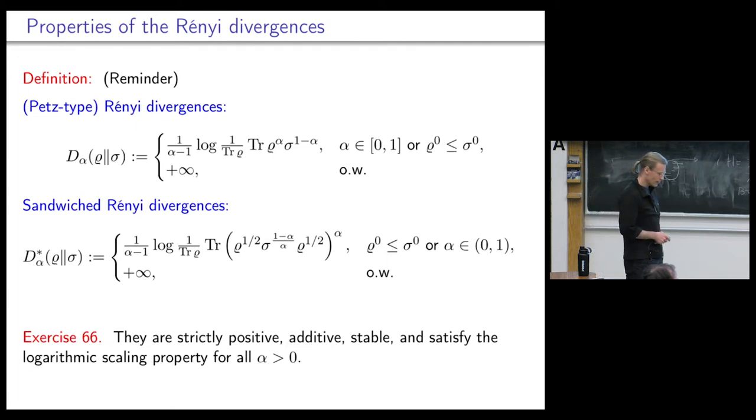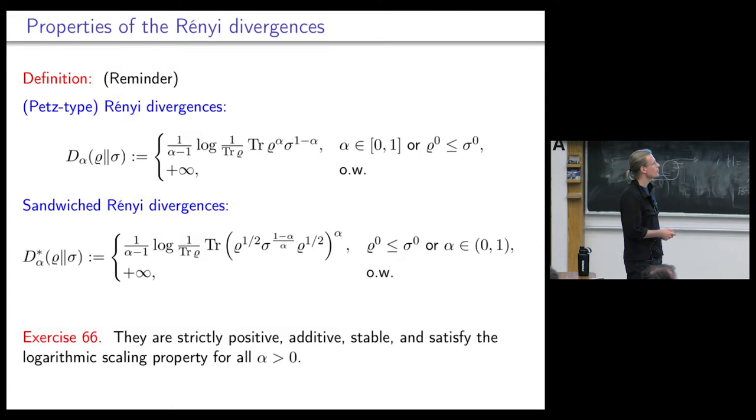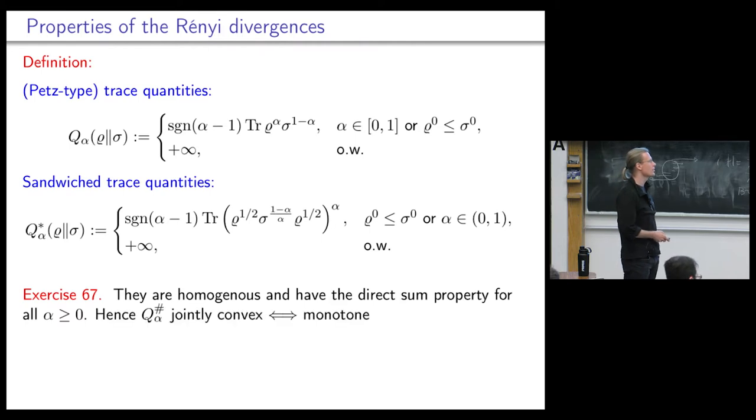Okay. And remember, we started our investigations by establishing properties for abstract divergences. So you can verify that both of them satisfy a host of these properties, basically all of them that we wanted, except for monotonicity, because that's not true for all of them, but only for certain parameter ranges. And the key properties are encoded in these trace quantities inside. I put this signum of alpha minus one here to compensate for the sign of this alpha minus one here. And it is easy to see that these quantities are homogeneous, and they also have the direct sum property for every alpha larger than one. This was something that we were interested in the beginning.